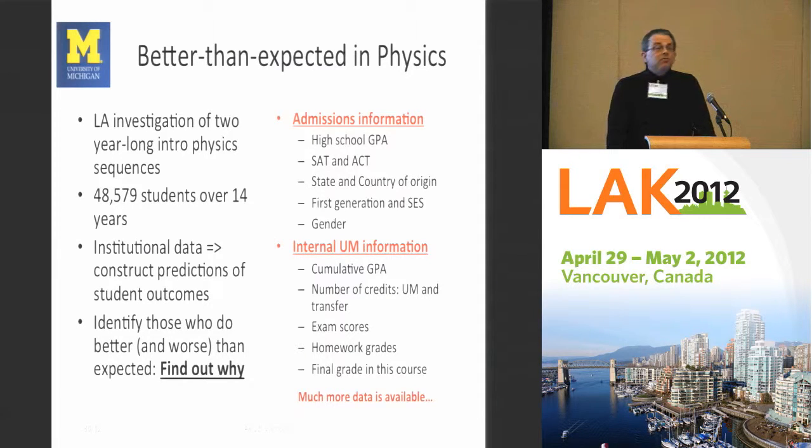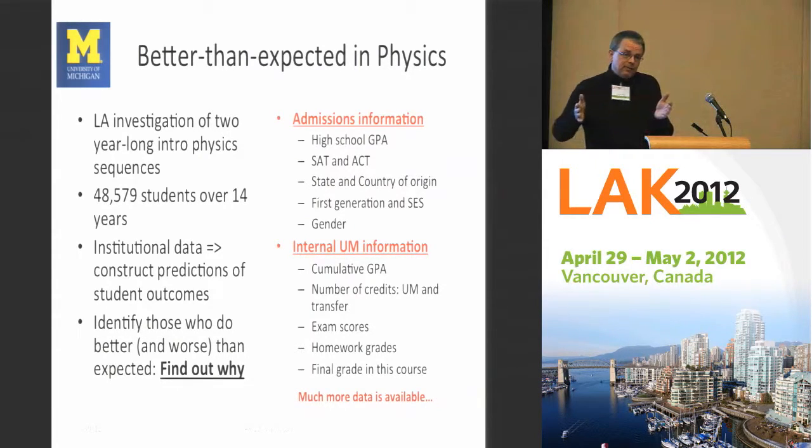This was largely the institutional data that resides in many of your institution's databases. Things about the students at admission, details about what they were like at the time they came to the campus, and then internal information stored about their progress through the University of Michigan up to the time when they took this class. And then inside this class, the individual exam scores and homework grades and things like that, and their final grade in this course.